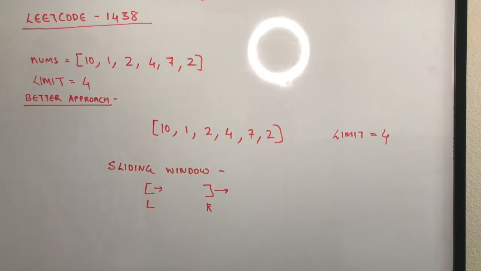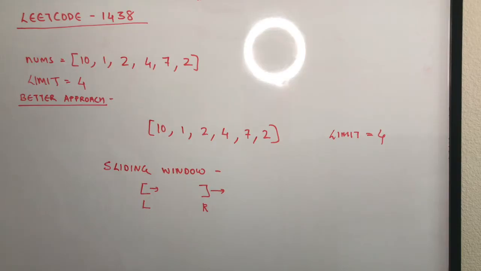At any point of time, we have the option to either increase the size of the window by sliding the right side, or decrease the size of the window by sliding the left side of the window in this direction. So let's take a look at an example.